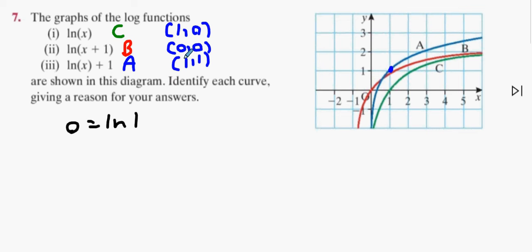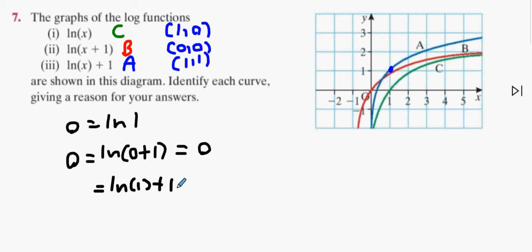Oh yeah. And this one here, x is 0, isn't it? So 0 equals ln 0 plus 1, which equals 0. You're just subbing in the point, and this point's 1, 1. So you're going to say ln 1 plus 1 equals 1. Verifies all 3 points. Is that okay? I'm just plugging the numbers into the relative equation and verifying they exist.